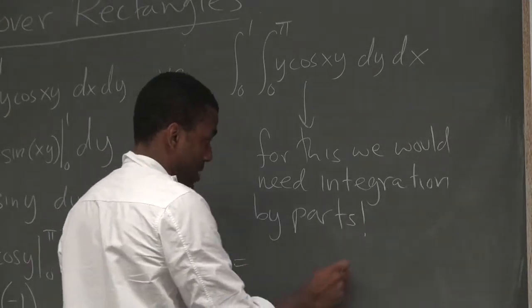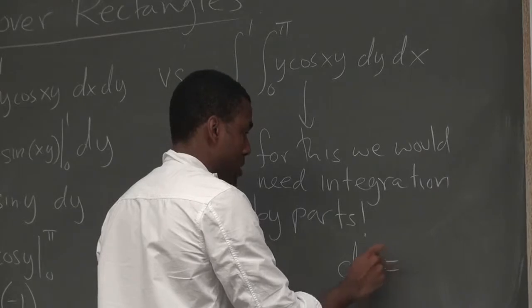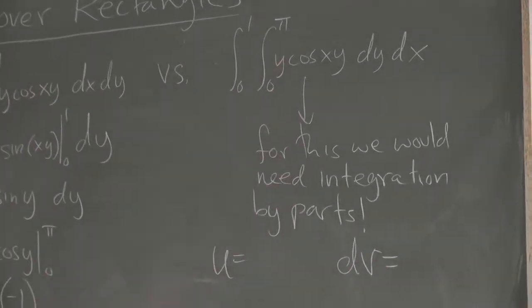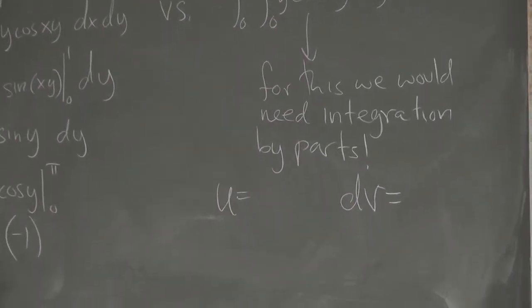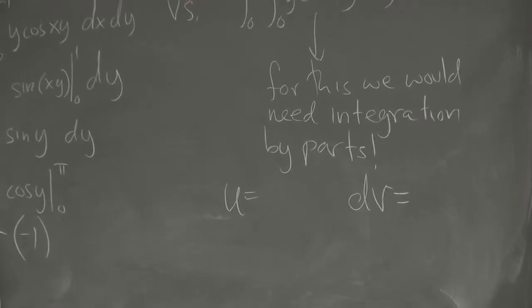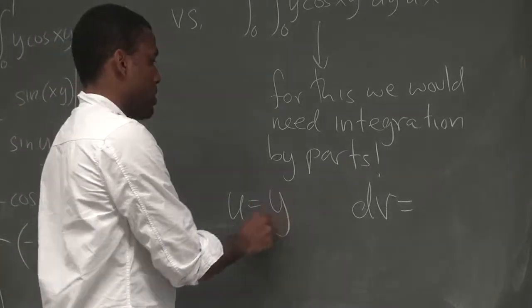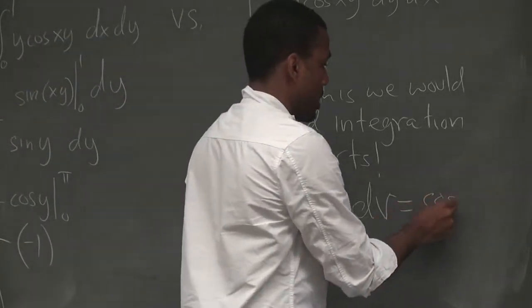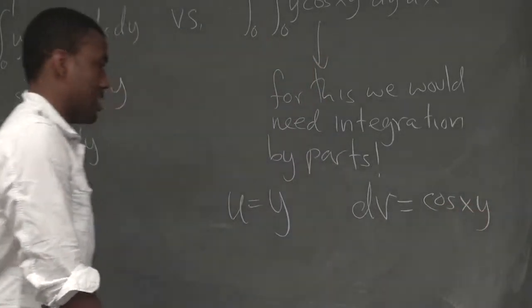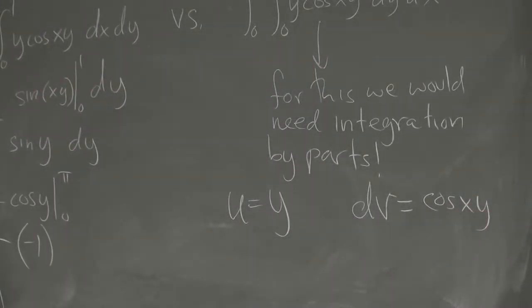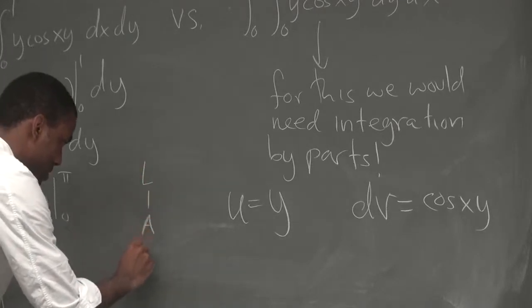Okay, let's see. You choose u and dv, right? In this case, what would you choose as u? U would be the y. dv would be the cosine xy. How do you know which one you want to pick? I generally want to choose the LIATE, right?